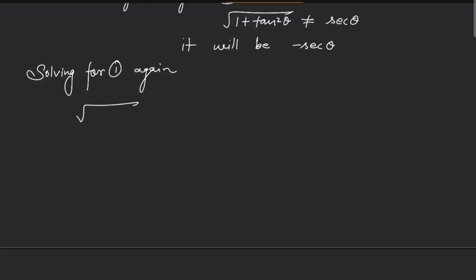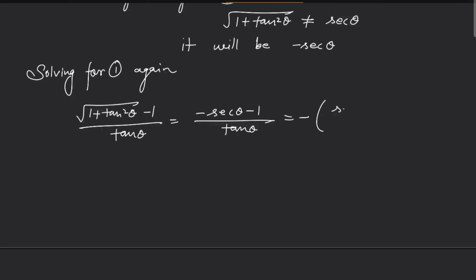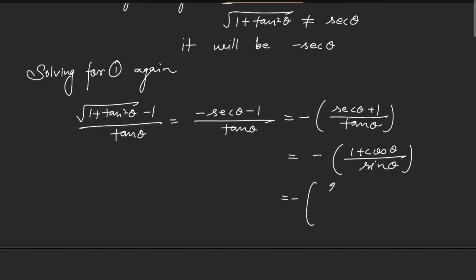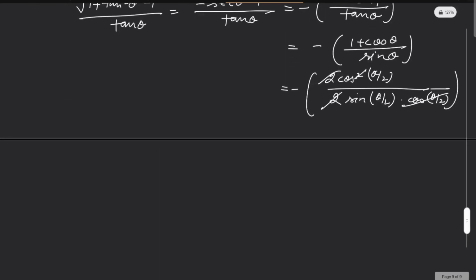So the first part becomes under root 1 plus tan square theta minus 1 divided by tan theta, which comes out to be equal to minus sec theta minus 1 divided by tan theta. Take minus outside. So sec theta plus 1 divided by tan theta becomes 1 plus cos theta divided by sin theta. And you know that 1 plus cos theta is 2 cos square theta by 2, divided by 2 sin theta by 2 into cos theta by 2. So 2 cancels and cos theta by 2 cancels, one cos theta by 2 in the numerator, and it comes minus cot theta by 2.